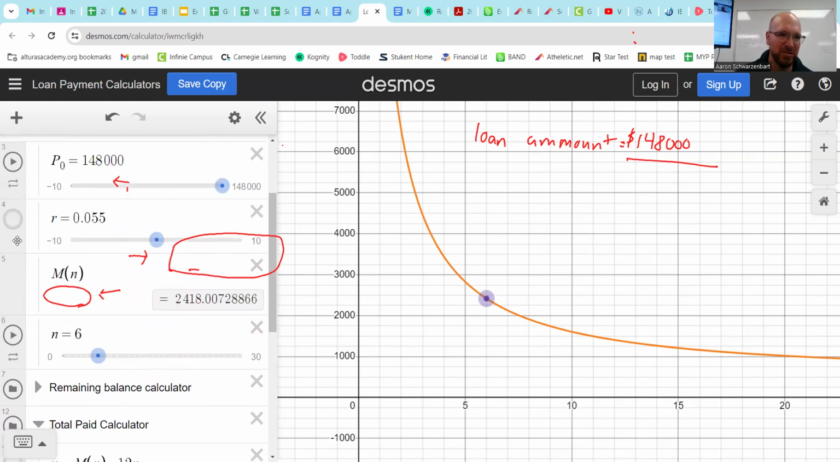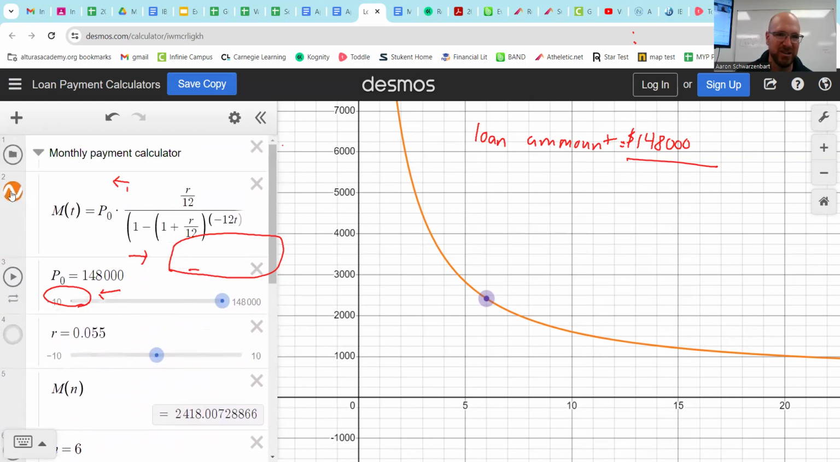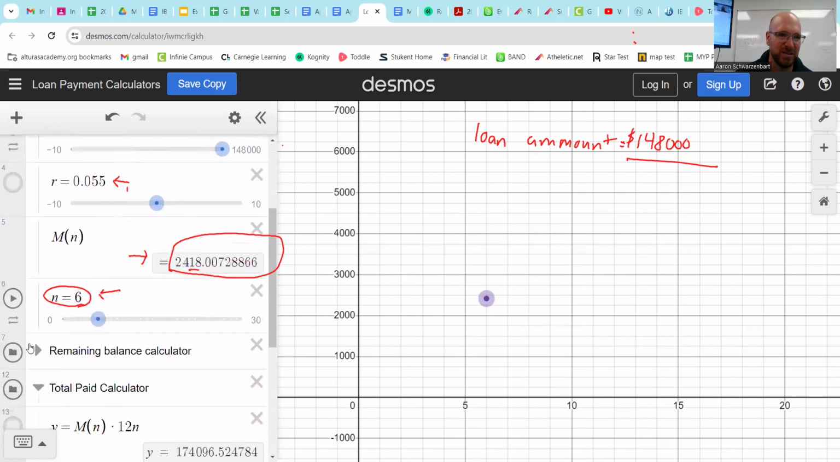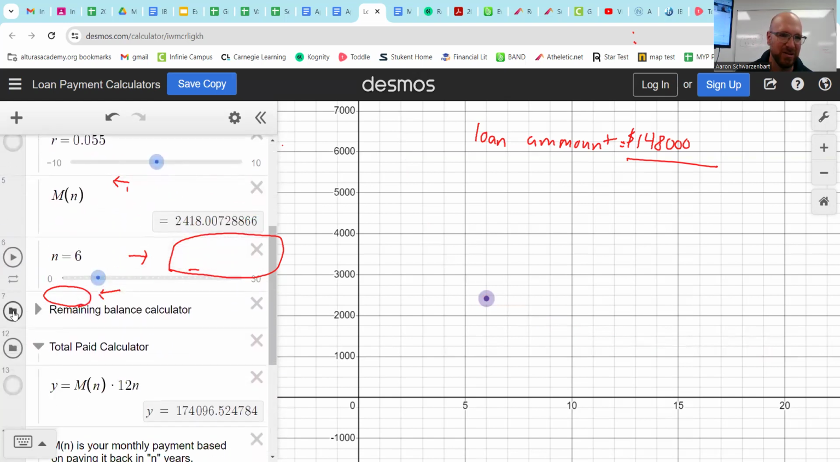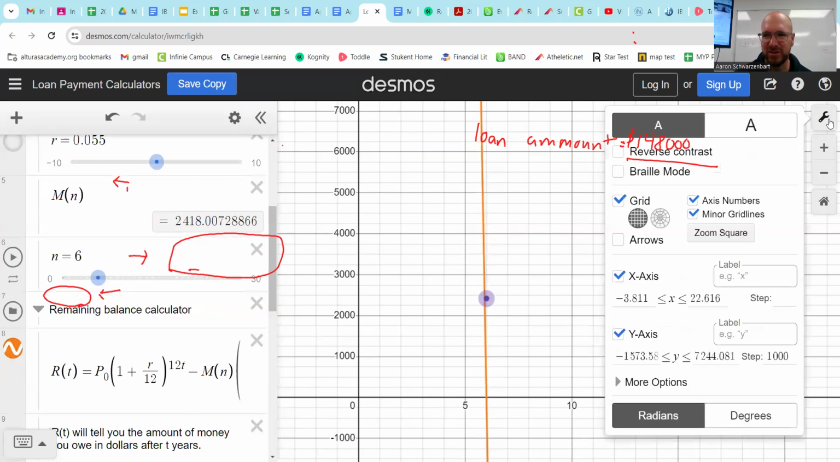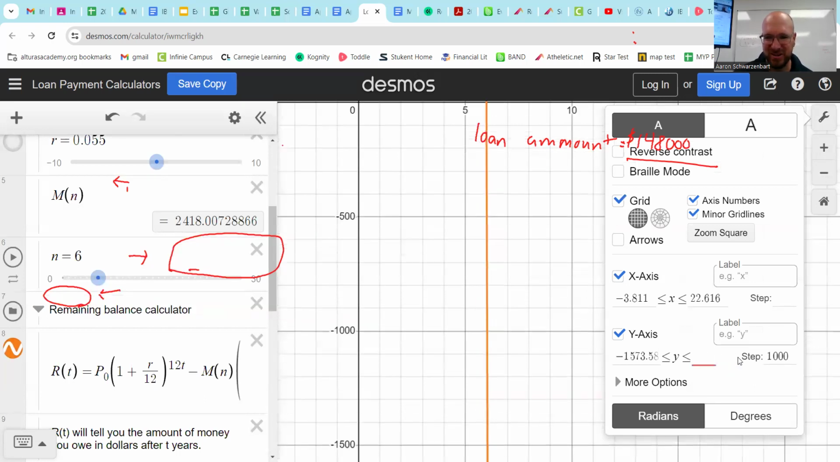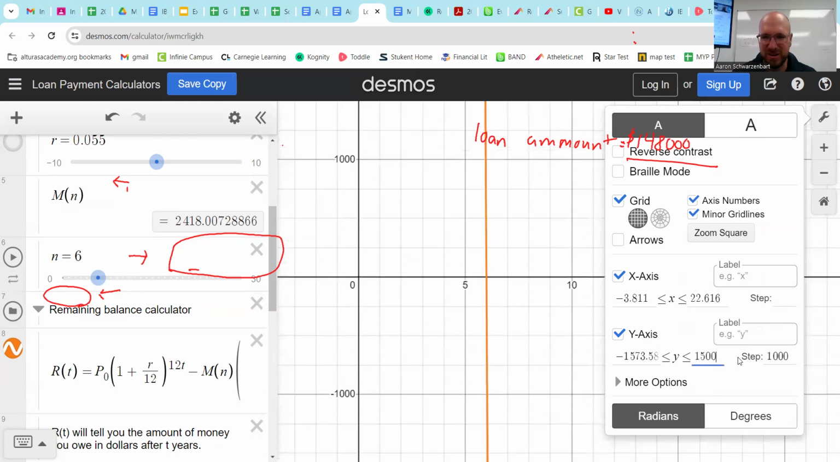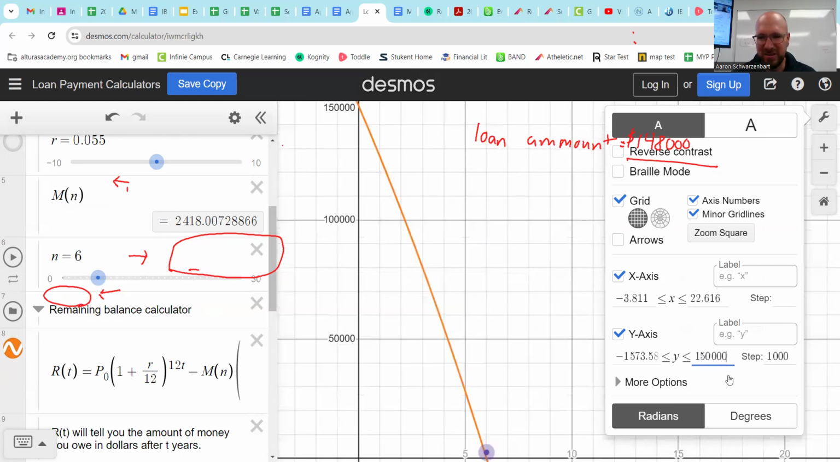Then I also want you to show me, probably not this graph, I want you to show me the remaining balance calculator graph. So I want you to turn on this graph. And we're going to need to change the zoom to see this. So we go to the wrench. We started with 150,000, right? Yes. The y-axis probably needs to be 150,000. I probably want to be able to see it for more years. We're going to look at how fast this pays it off for different things. We'll make this a nice round number.